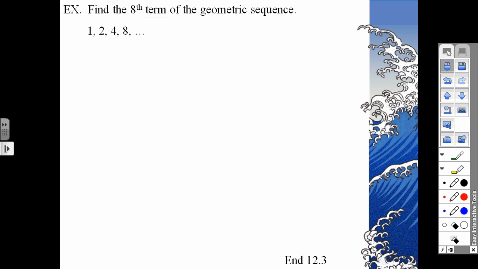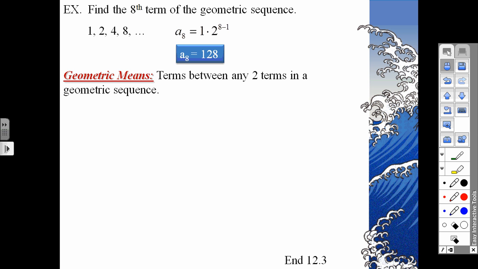Okay, so let's try it out. We're going to find the 8th term of the geometric sequence 1, 2, 4, 8. So looking at this, first of all, what is the common ratio? The common ratio is going to be 2. We're multiplying by 2 each time. So we're doing a sub 8 is equal to the first term, 1, multiplied by the common ratio, 2, raised to the 8 minus 1. And this is where your scientific calculators are going to come in handy, or you can just multiply that out by hand if you want. And we get 128.